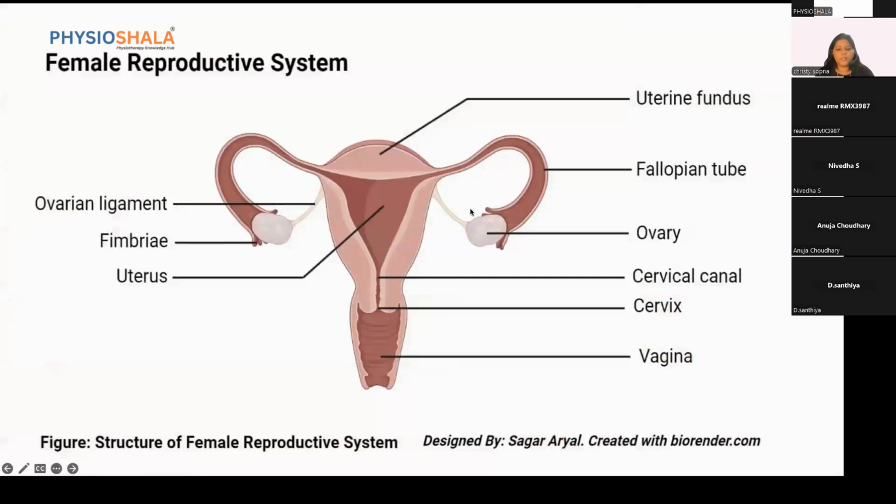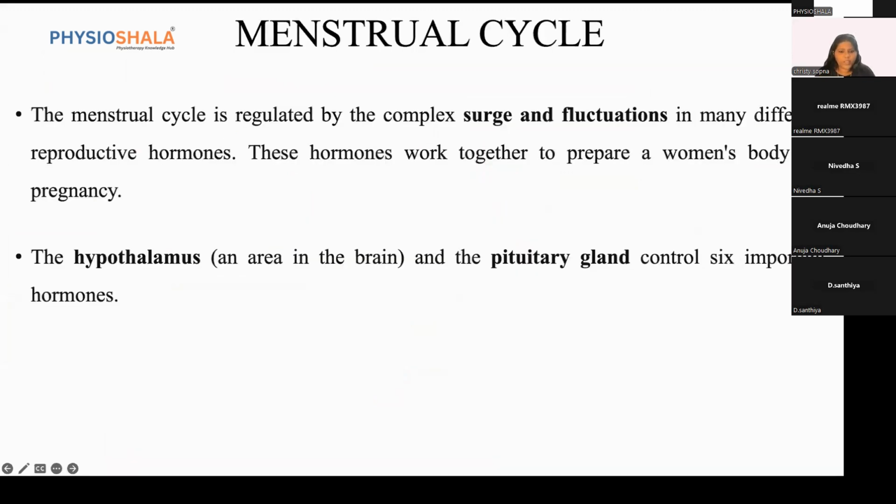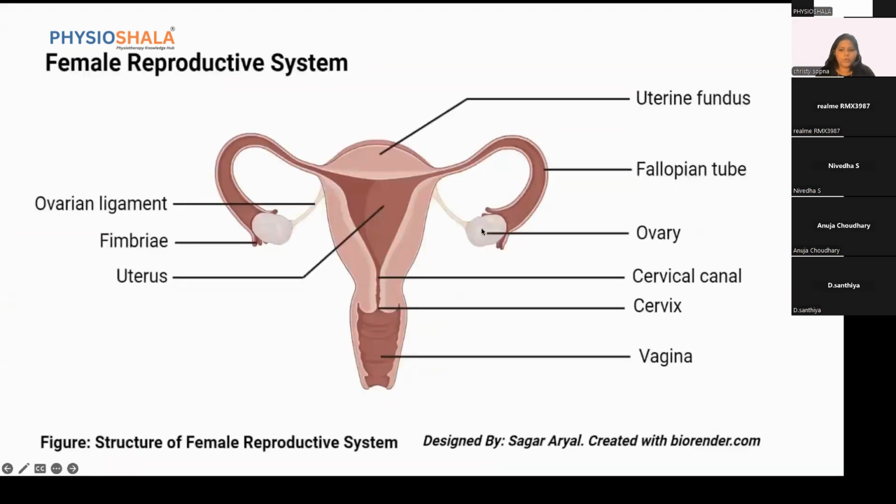This is the female reproductive system overview. The ovary and the cervix. Every month, every cycle, one follicle matures, and from that an egg or ovum is released. It goes into the fallopian tube. If fertilization occurs here, the sperm will come, and the fertilized egg will move out and get implanted in the uterus.